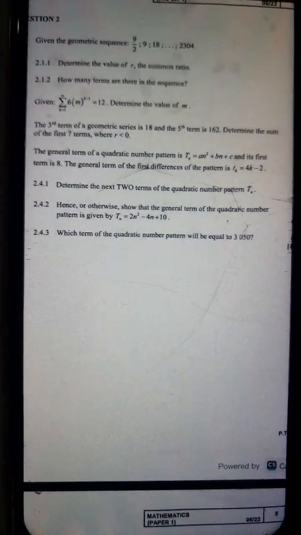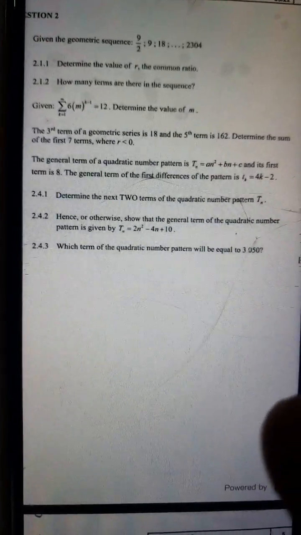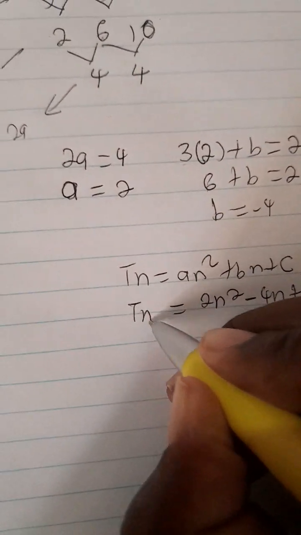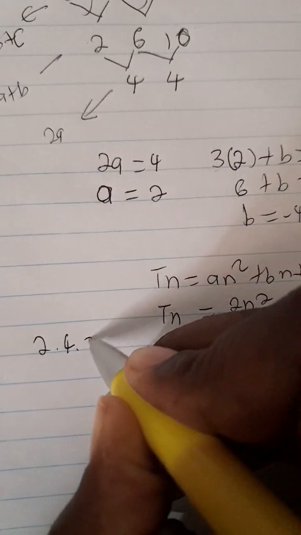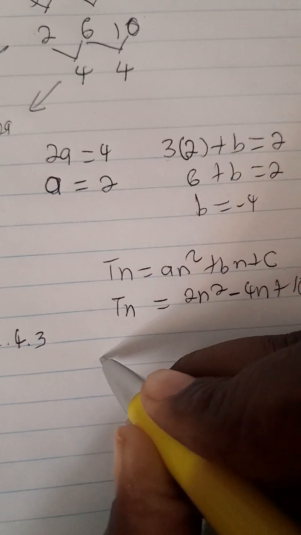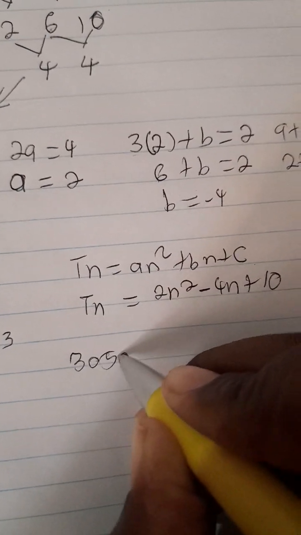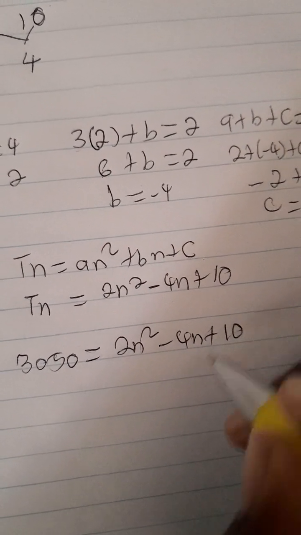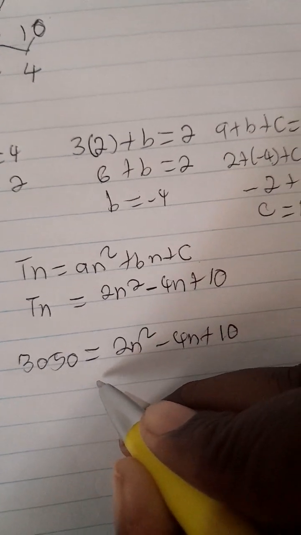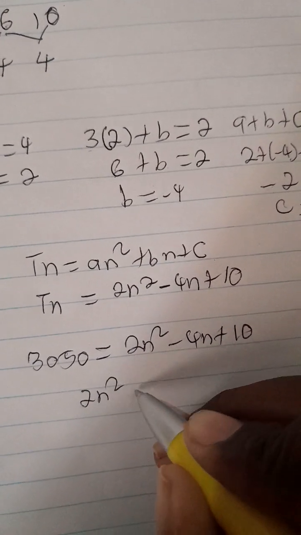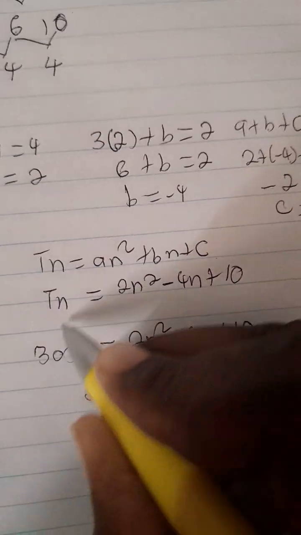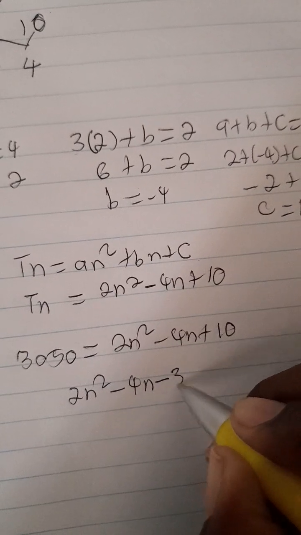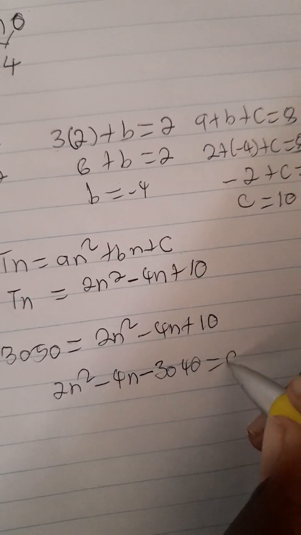Then they said which term of the quadratic pattern will be equal to 3050. That 3050, note, you will place it on your tn. It's your last term there. So remember, at 2.4.3, where there's Tn, we put 3050, which is 2n squared minus 4n plus 10. Then we will transpose this. This will be negative 4n minus 10. If we take 3050 there, that will be 3050 minus 10, which results in 3040, equated to 0.